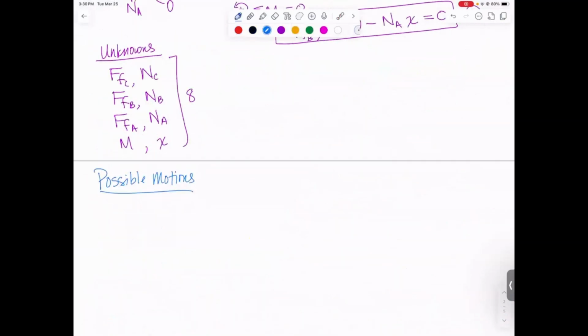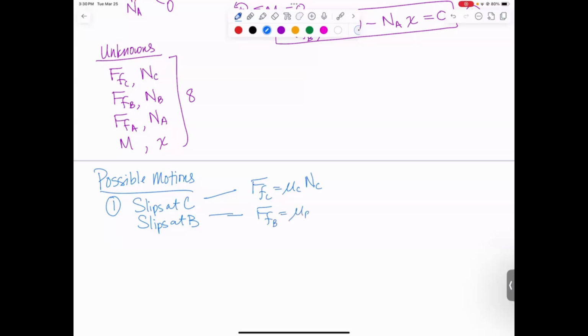So there's possible motion number 1. Slips at C and slips at B. So only the rod moves. If it slips at C, we're going to use that the friction force at C is equal to the coefficient of friction at C times the normal force at C. And then we'll use that the friction force at B is equal to the coefficient at B times the normal force at B. And this is one of our possible motions. Might happen, might not happen, but that would give us 2 more equations. This would be then your equation number 7, equation number 8. 8 equations, 8 unknowns, we can solve for everything.